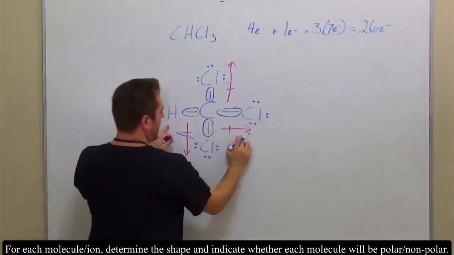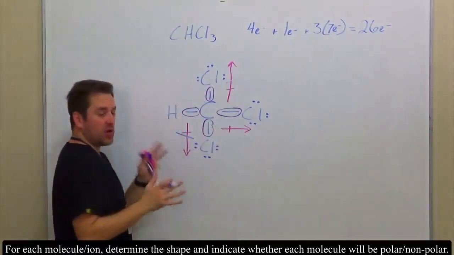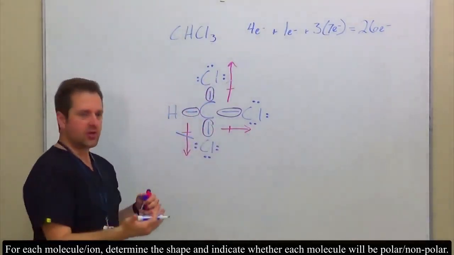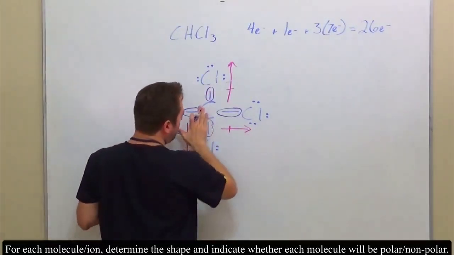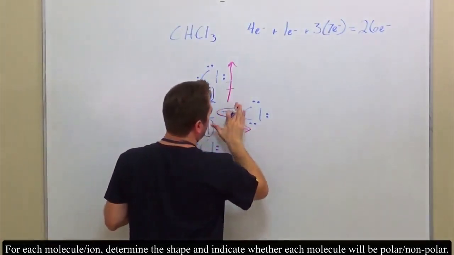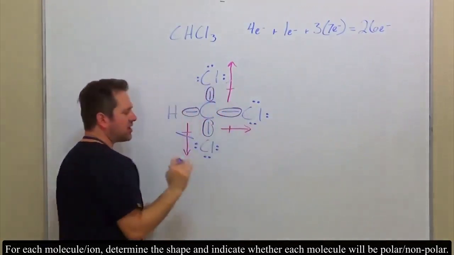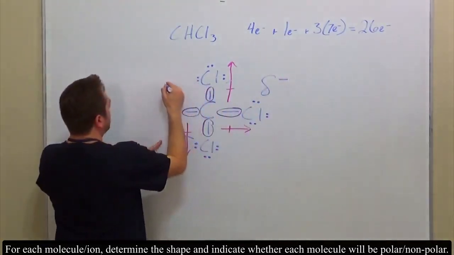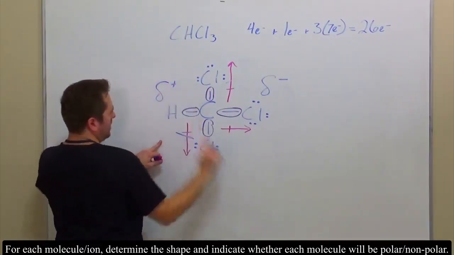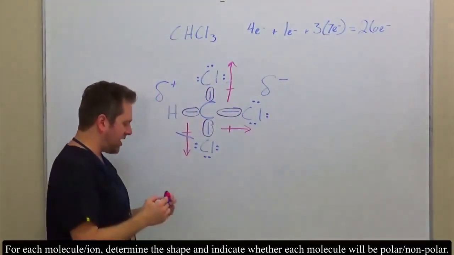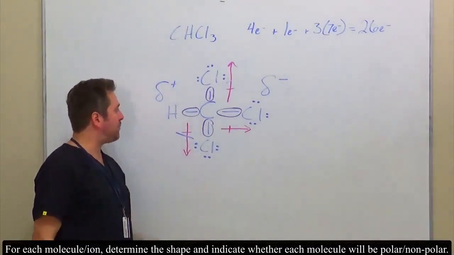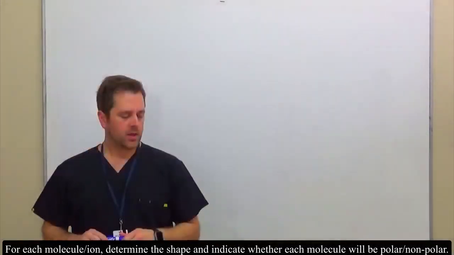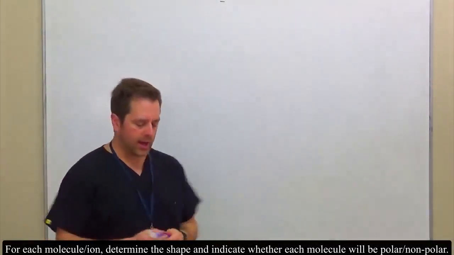But what about on this side? This chlorine really has no competition versus the hydrogen. So yes, there would be an overall pull of electrons in this direction, thus creating a region somewhat negative and then creating a region of somewhat positivity. So the answer for this one is yes, this is indeed a polar molecule. All right, tellurium dichloride.